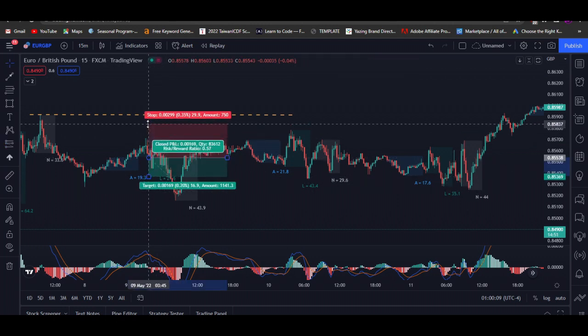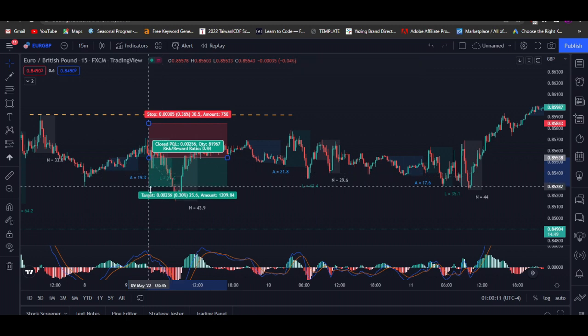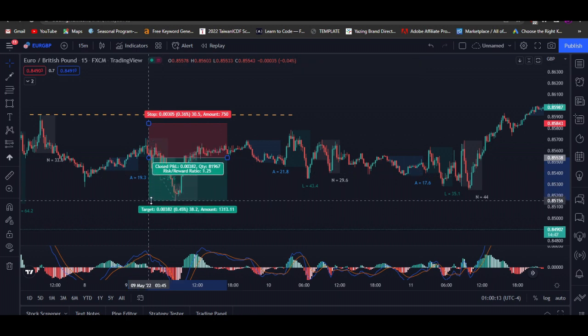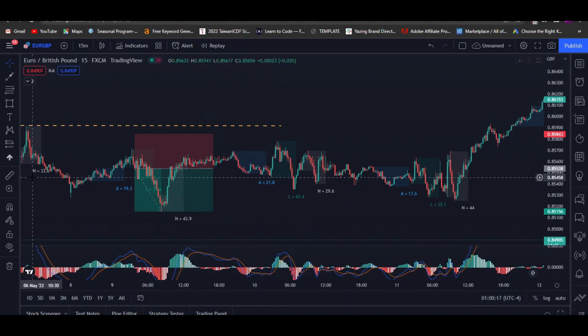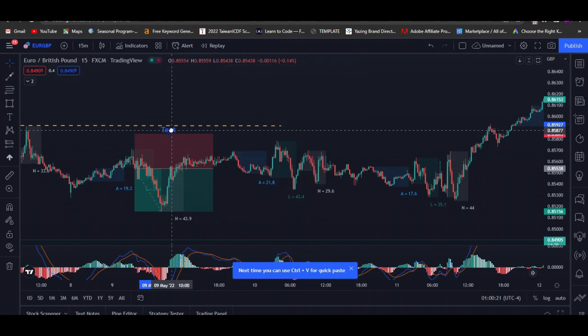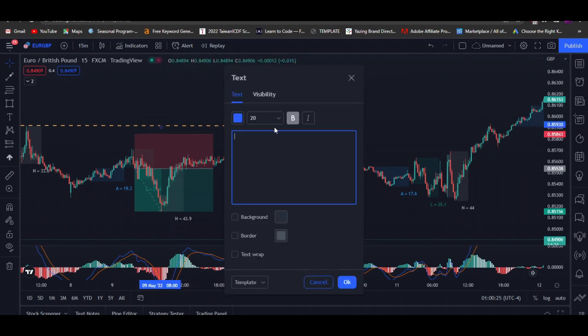The 30 pip stop loss, and price went for 38 pips. So we'll mark that down as 38 pips.